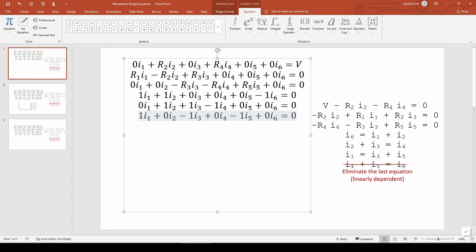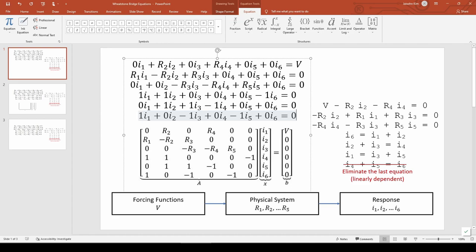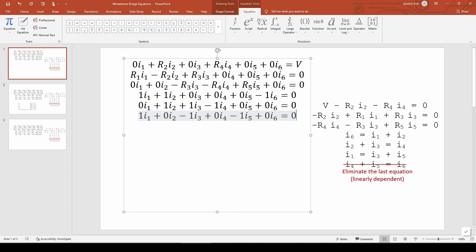Now that we've ordered the equations, it should be pretty easy to see A, B, and X. The A matrix will include the zeros, ones, and R's, which are the system parameters. The X vector contains the 6 unknown currents, and the B vector contains the applied voltage from the first equation. This is consistent with the cause-effect diagram we generated earlier, except now we can confirm it using the equations. Now that we have A, B, and X drawn out by hand, all we need to do is transcribe it in MATLAB.